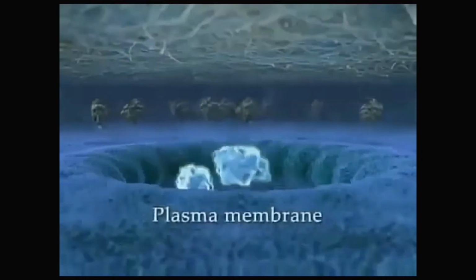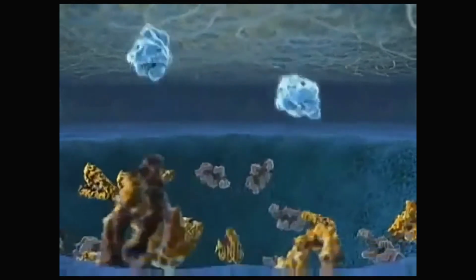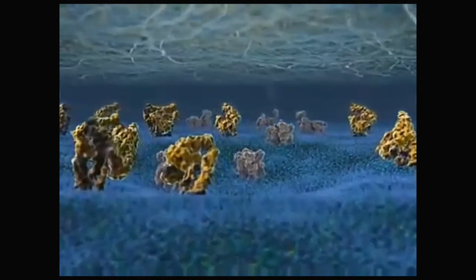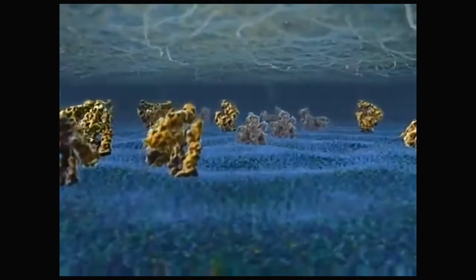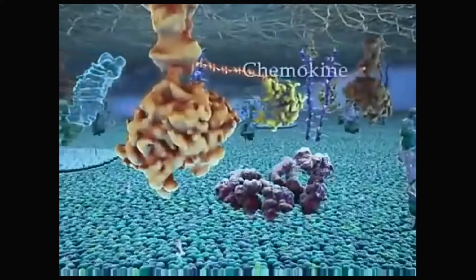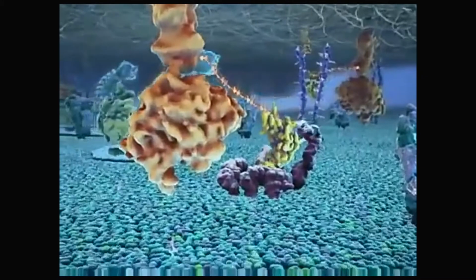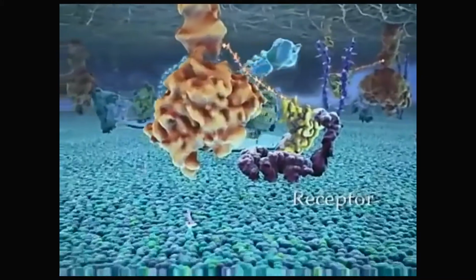When a vesicle fuses with the plasma membrane, proteins contained in the vesicle's lumen are secreted, and proteins embedded in the vesicle's membrane diffuse in the cell membrane. At sites of inflammation, chemokines secreted by endothelial cells bind to the extracellular domains of G-protein-coupled membrane receptors.